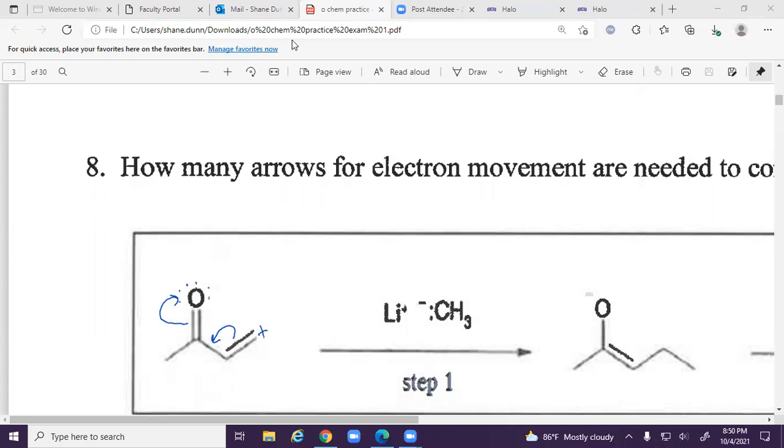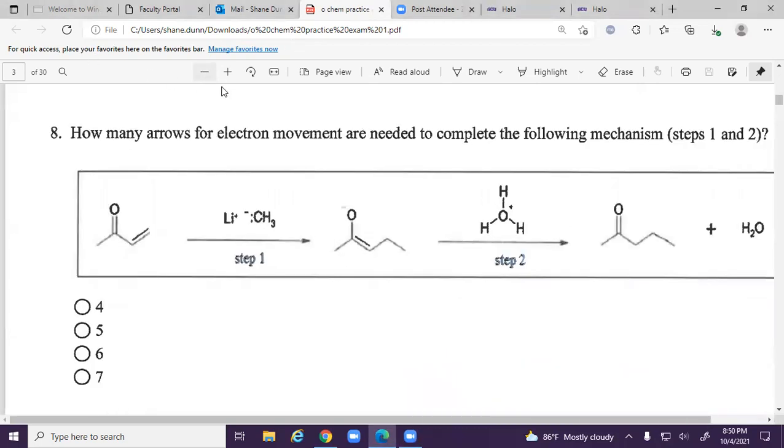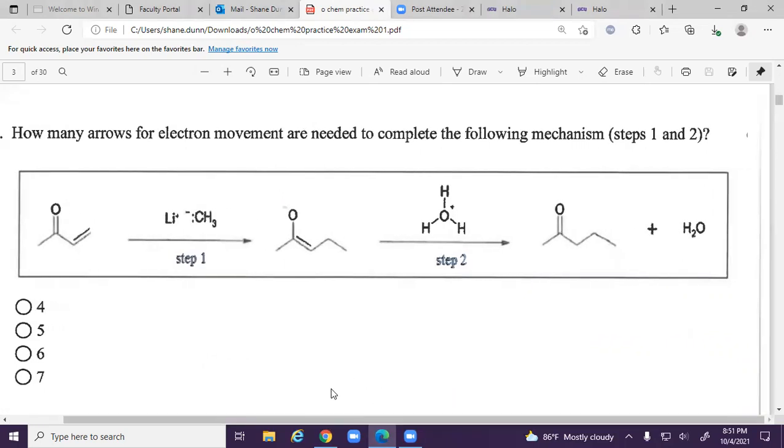That guy becomes positive. These go here. How many arrows did I already draw? The first answer is 4, and we're not even done yet. We're only in step 1. So most likely 4 is not the right answer. Make sense? It could be, but most likely not. Zoom out. We already used three arrows. So 3 arrows are done.